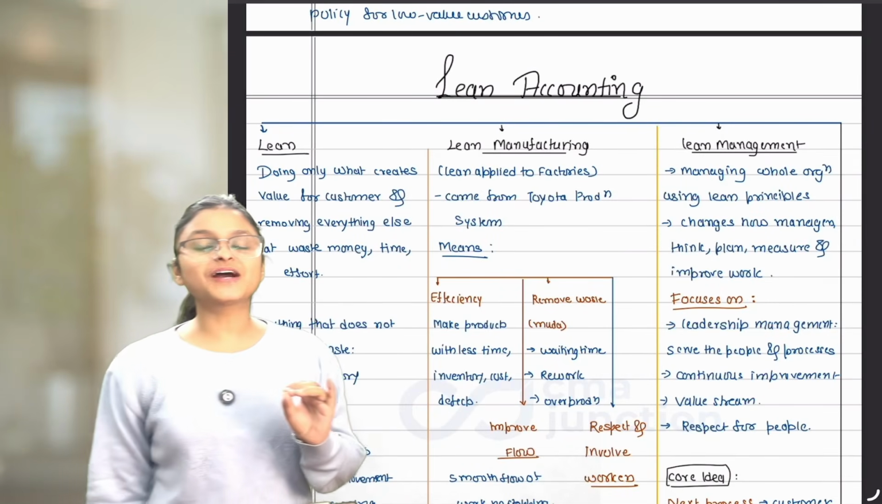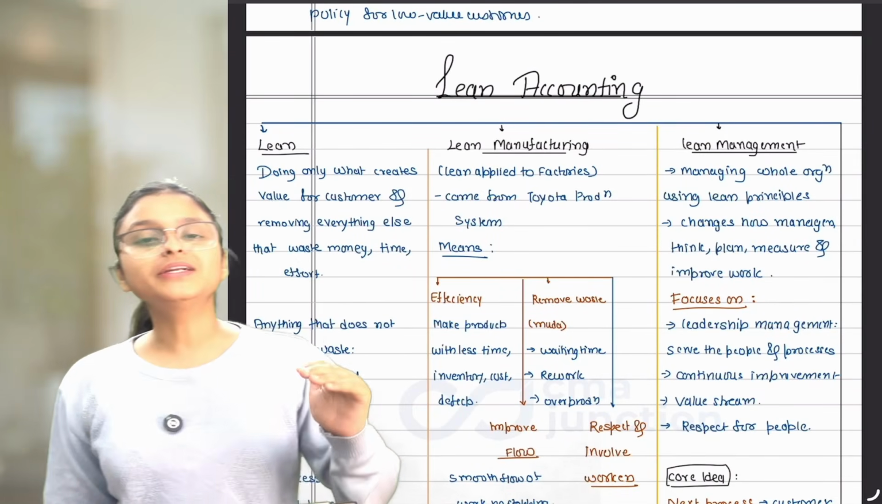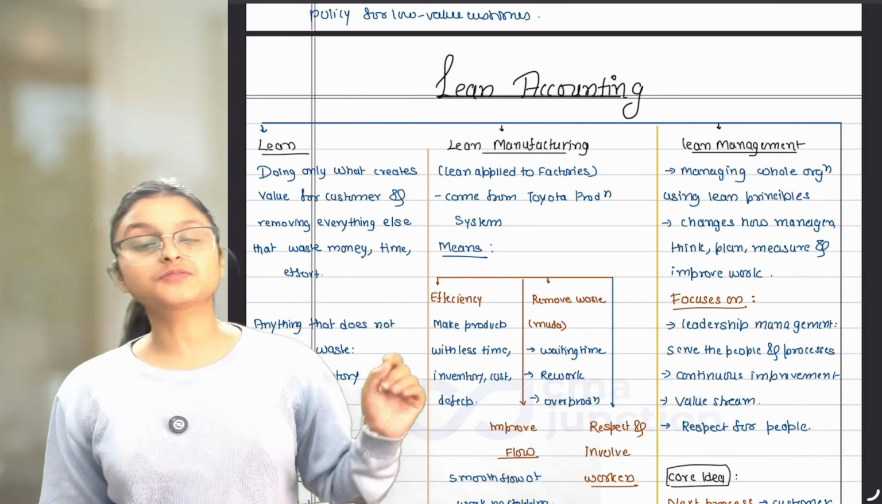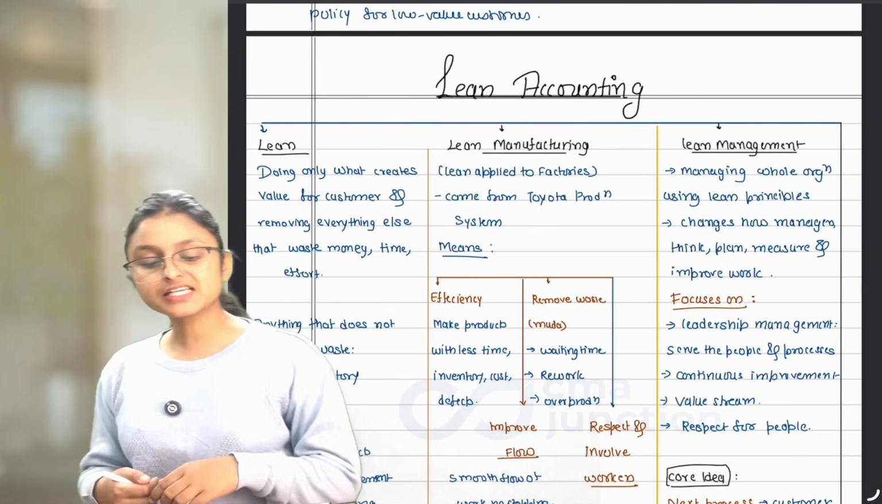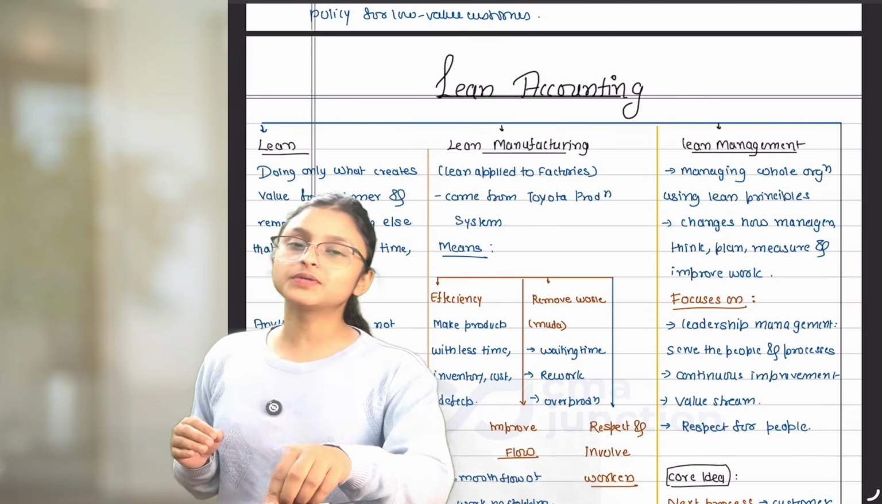Everyone, in this class we are going to continue our chapter number 2, quality cost management, of which in the previous class we understood what lean accounting means. Let's just revise that first and then we will continue with today's topic.